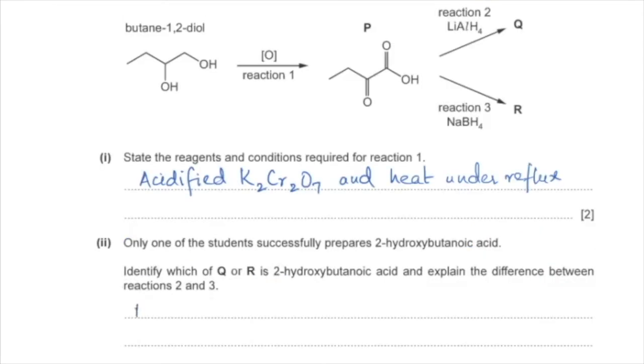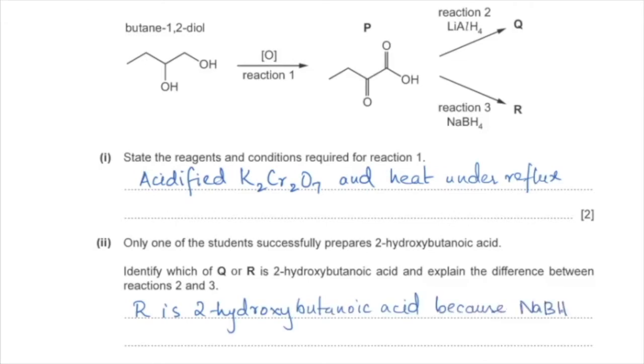And so we can write that R is 2-hydroxybutanoic acid because NaBH4 only reduces ketone group, while LiAlH4 has the ability to reduce both ketone group and the carboxylic acid group.